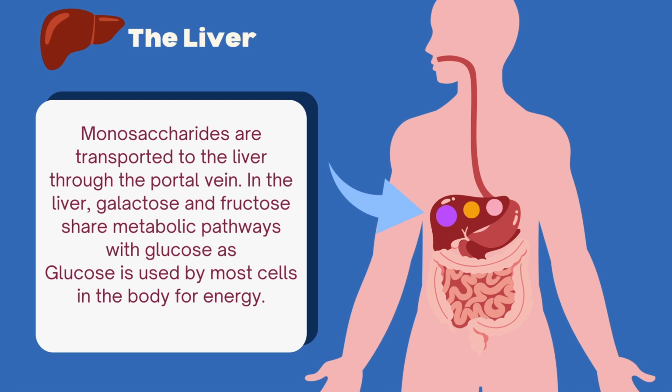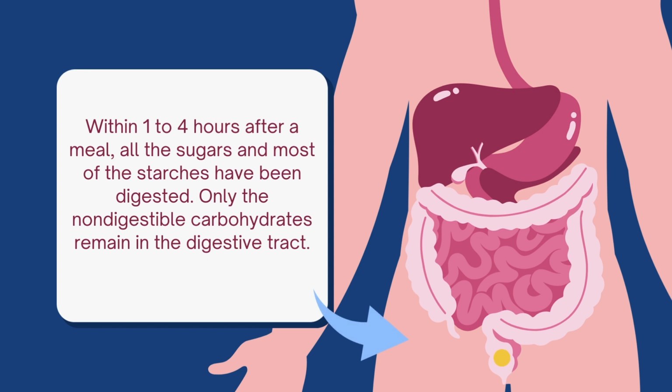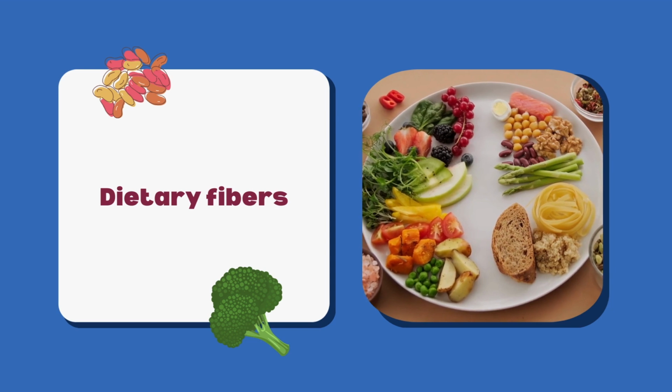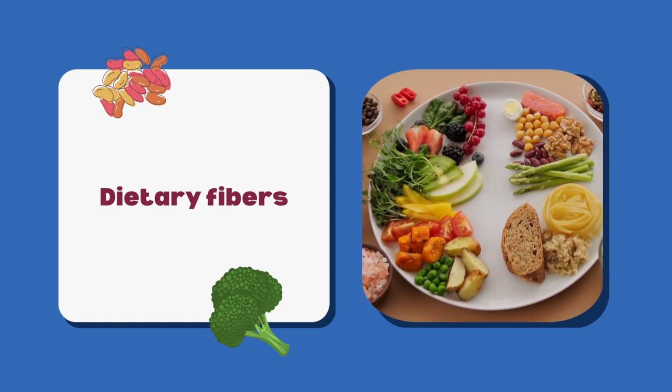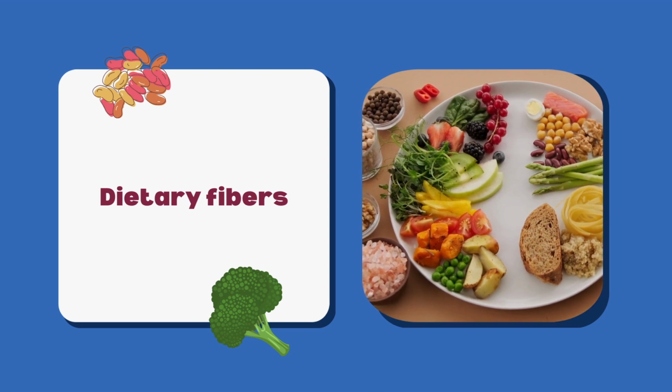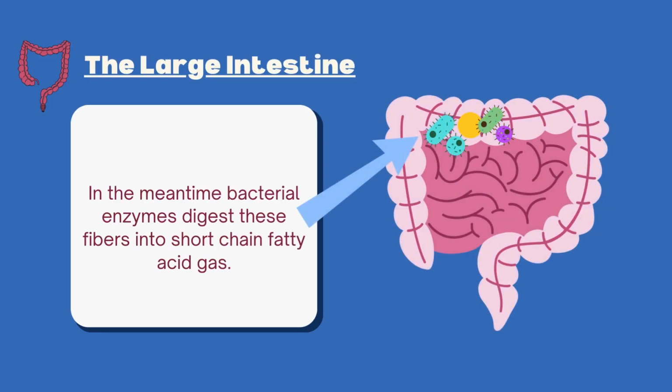Now, within 1 to 4 hours after a meal, all the sugars and most of the starches have been digested. Only the non-digestible carbohydrates remain in the digestive tract, which brings us to the digestion of fibers. Now, as we all know, unlike starches, dietary fibers cannot be broken down by digestive enzymes. As they stay in the large intestine, they attract water, which softens the stool, therefore preventing constipation.